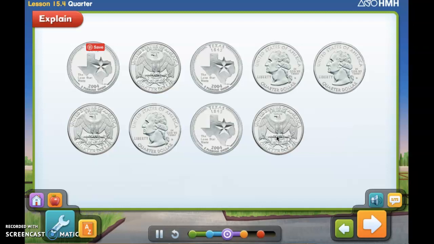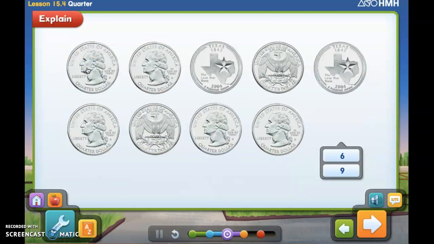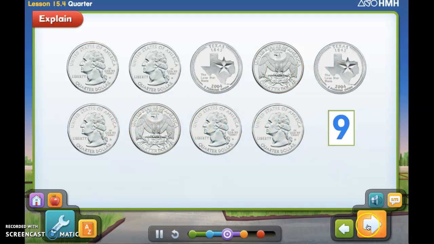Let's flip over the quarters and count again. How many quarters are there now? You're right. There are still 9 quarters.